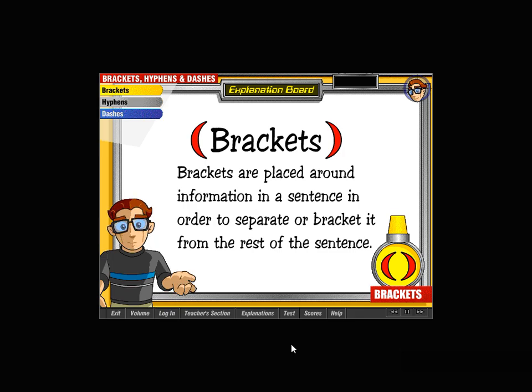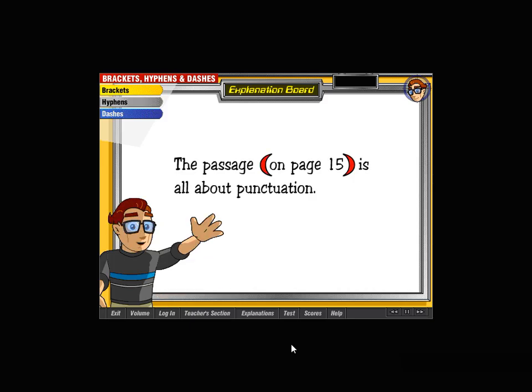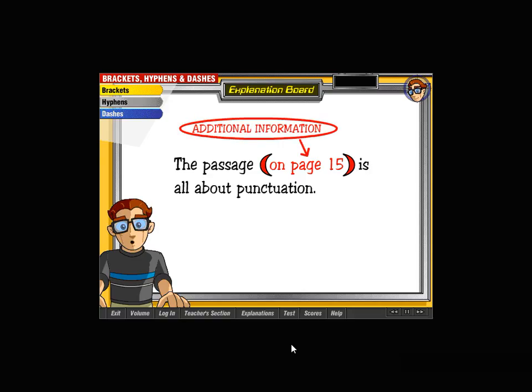It is almost as if the information within the brackets is additional or extra to requirements. If you take away the brackets, the sentence should still make full sense. In this case, the words in brackets on page 15 provide additional information on top of the main point of the sentence, which is that the passage is all about punctuation.